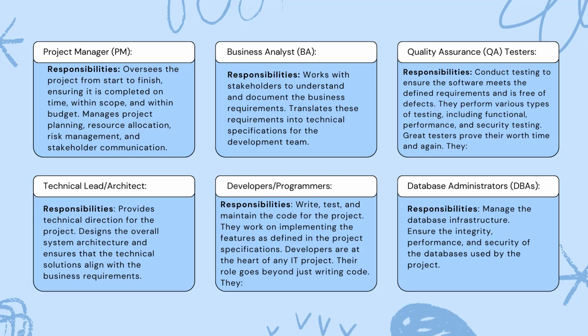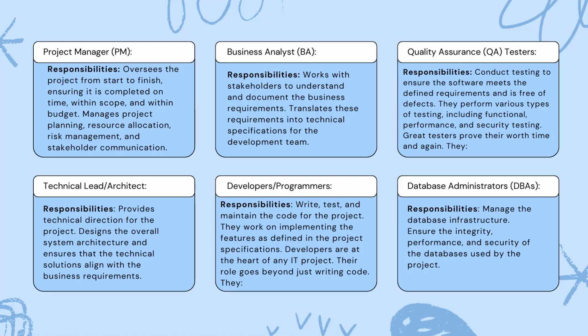Project Manager (PM). Responsibilities: oversees the project from start to finish, ensuring it is completed on time, within scope, and within budget. Manages project planning, resource allocation, risk management, and stakeholder communication. Business Analyst (BA). Responsibilities: works with stakeholders to understand and document the business requirements. Translates these requirements into technical specifications for the development team.